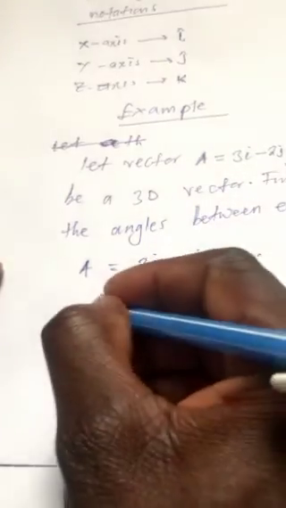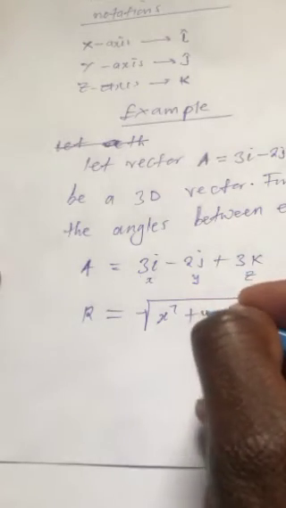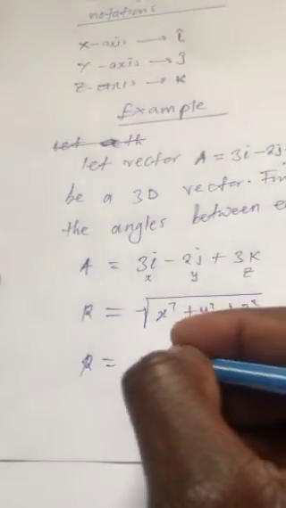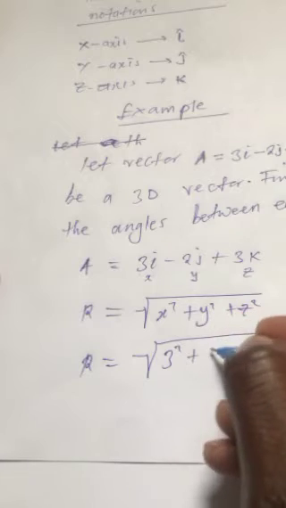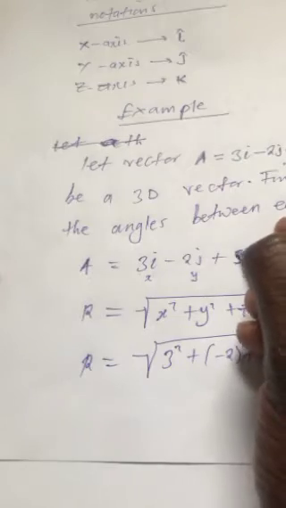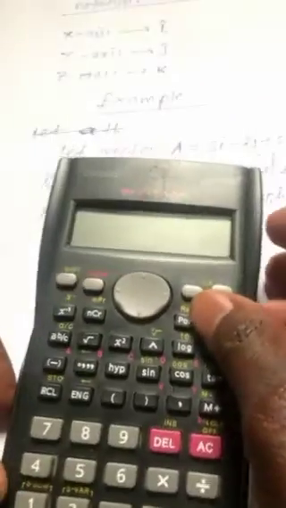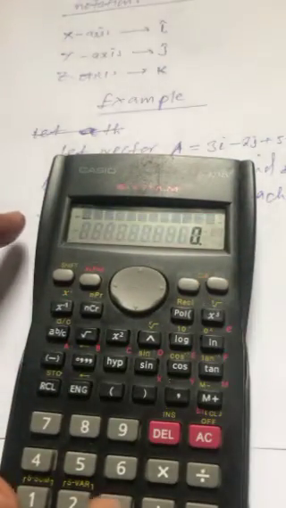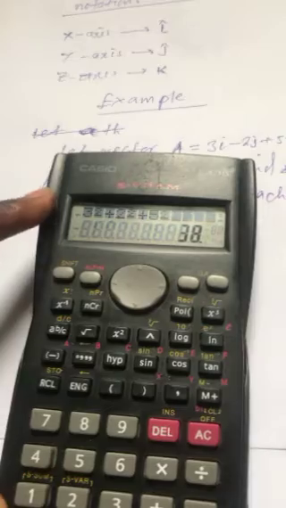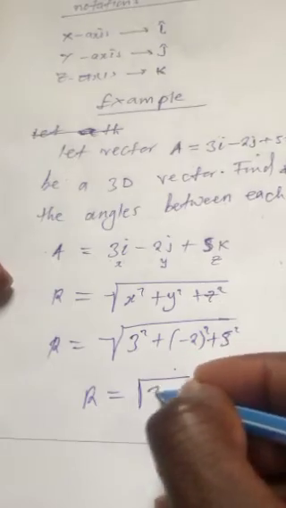Alright, so we proceed. So we're going to have r equal to the resultant of x square plus y square plus z square. So the resultant in this case is going to be equal to the root of 3 square plus -2 square plus... Sorry, this has to be 5. Sorry, made a mistake. So I have 5 here. So what you're going to understand is this. You have 3 square plus 2 square plus 5 square, getting 38. Alright, meaning that the resultant in this case has to be a root of 38.